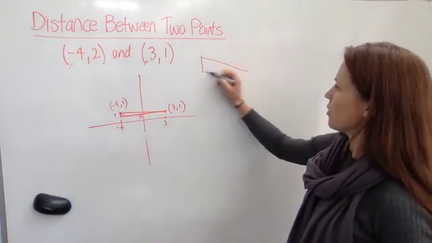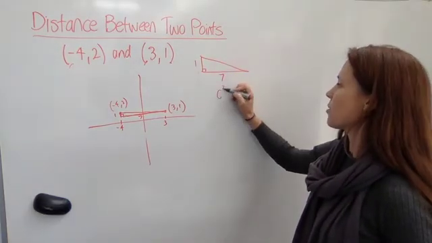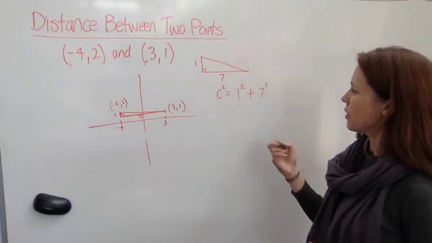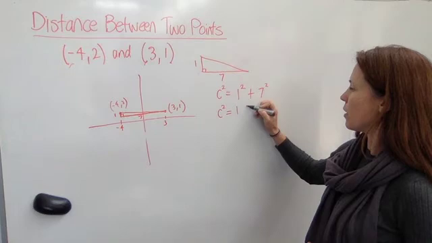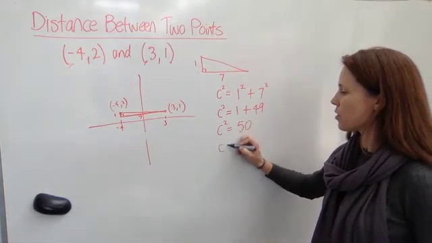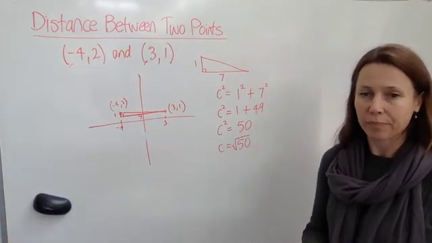So drawing that triangle a little bit bigger so I can see what I'm doing, I can say that c squared is equal to 1 squared plus 7 squared. Away you go with your Pythagoras. 1 plus 49, c squared equals 50, so c must be the square root of 50. And we've got the exact same answer.